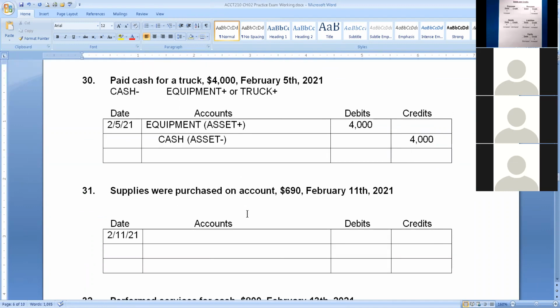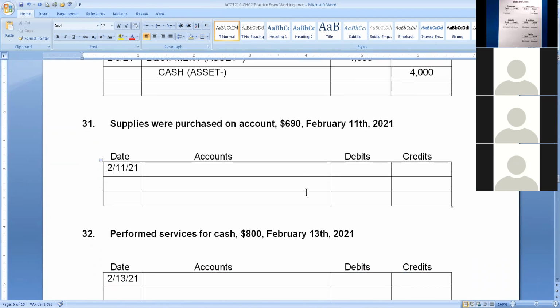Supplies are purchased on account. 31. What accounts are we going to use? Supplies and accounts payable. Yep. Supplies is going up. Accounts payable going up or down? Up.